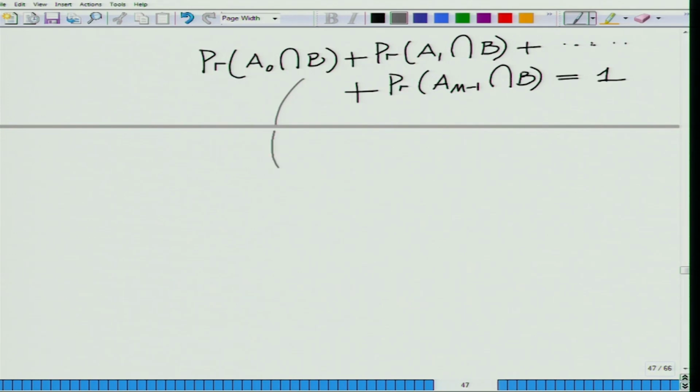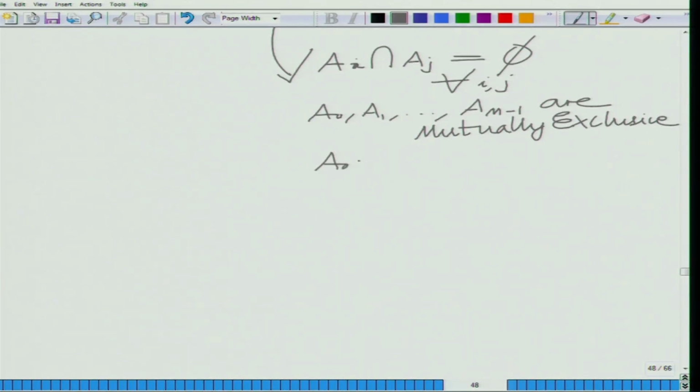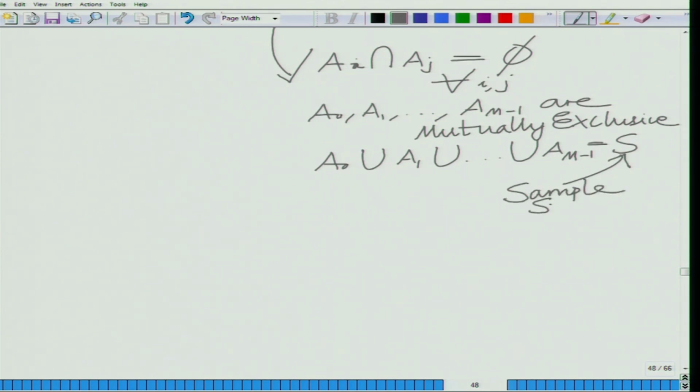Of course, this you should know from the theory of probability and random variables, but just to refresh your memory: if Ai intersection Aj equals phi for all i comma j, that implies A naught, A1, up to A m minus 1 are mutually exclusive, and they are exhaustive, that is A naught union A1 union up to A m minus 1 equals S, the sample space. So, these events are basically a partition of the sample space.